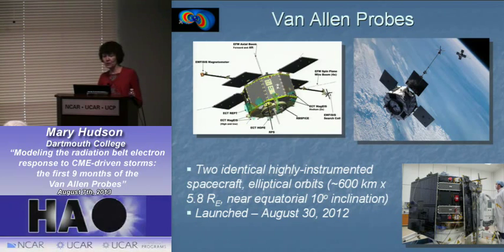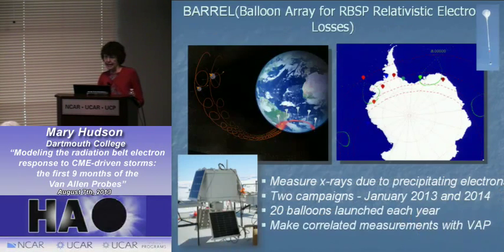So Van Allen Probes were launched August 30th of last year, and they're twin spacecraft in an orbit which goes from 600 kilometers out to 5.8 RE at a 10-degree inclination. They're designed to slice in and out of the radiation belts, and they're identically instrumented and have just spectacular, as I'll show you, particle instrumentation for giving very high time resolution energy and pitch angle measurements, as well as electric field and magnetic field measurements. And then this I'll come back to, shows you something about the BARREL balloon campaign, which is being run out of Dartmouth by Robyn Millan.